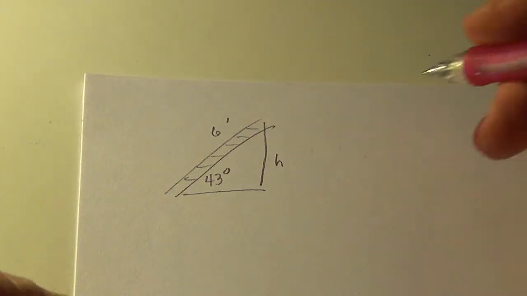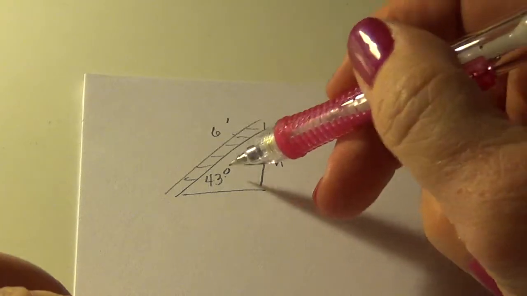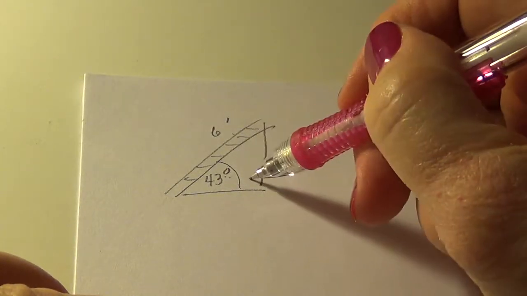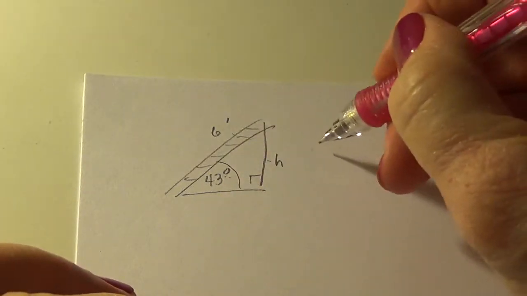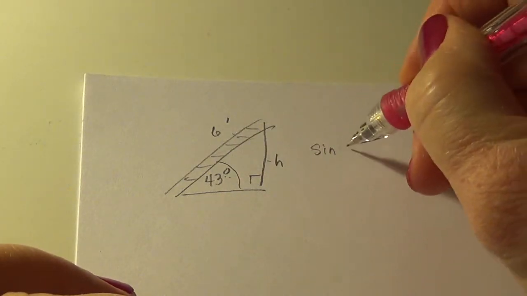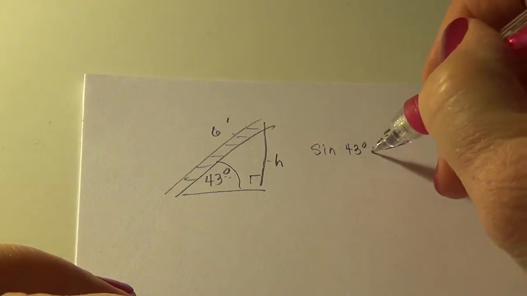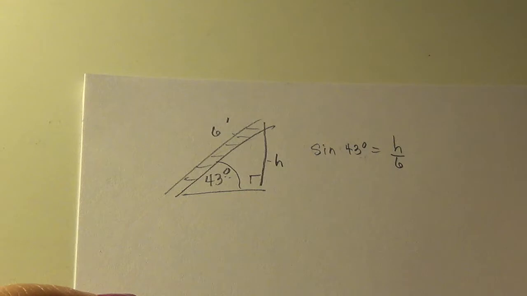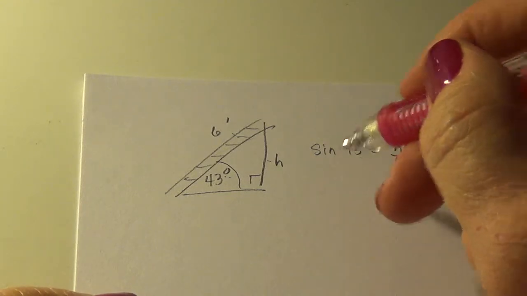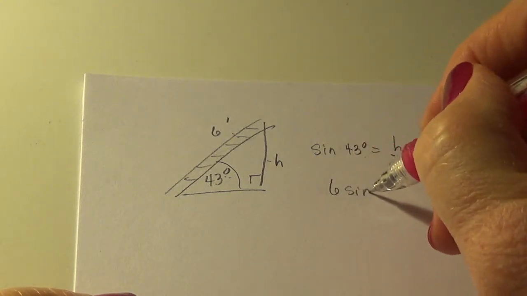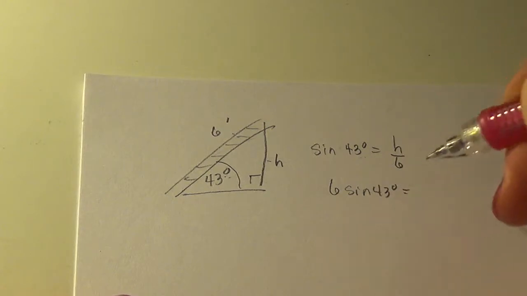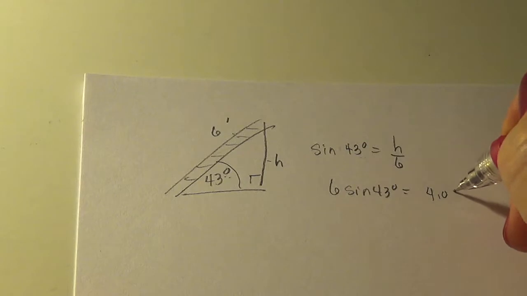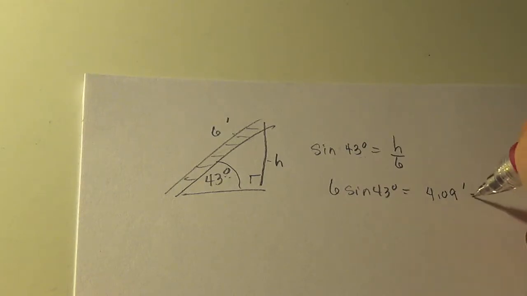So there's a trig function that relates these three parts. From the perspective of this angle, this is opposite and this is hypotenuse. So we're talking about the sine function. So we can say the sine of 43 equals opposite over hypotenuse, and just solve for h. Multiplying both sides by 6, we get 6 sine of 43, which is a little over 4.09 feet. That is the height.